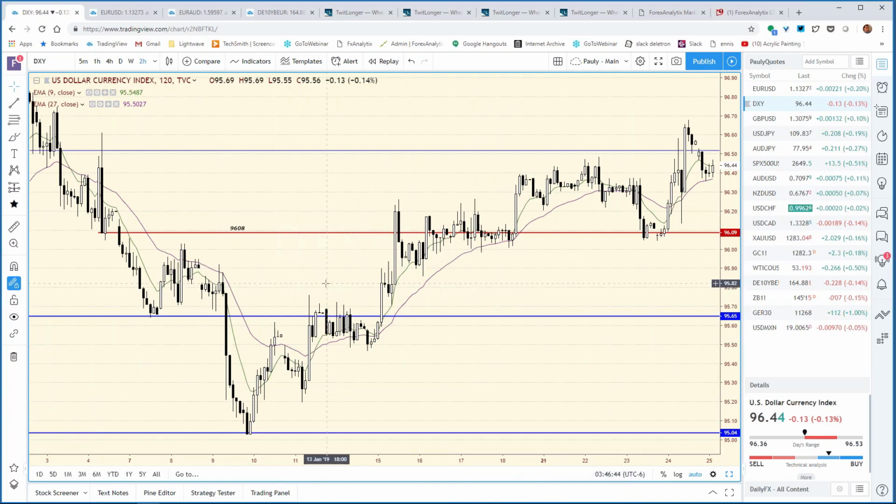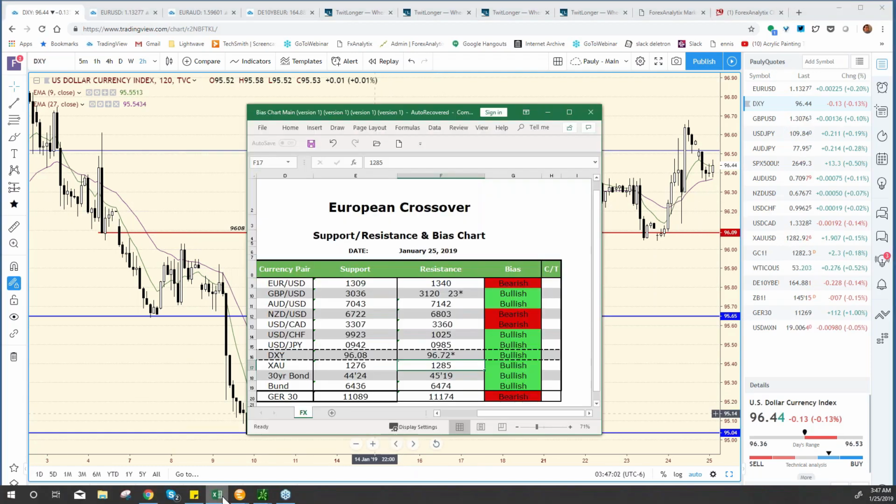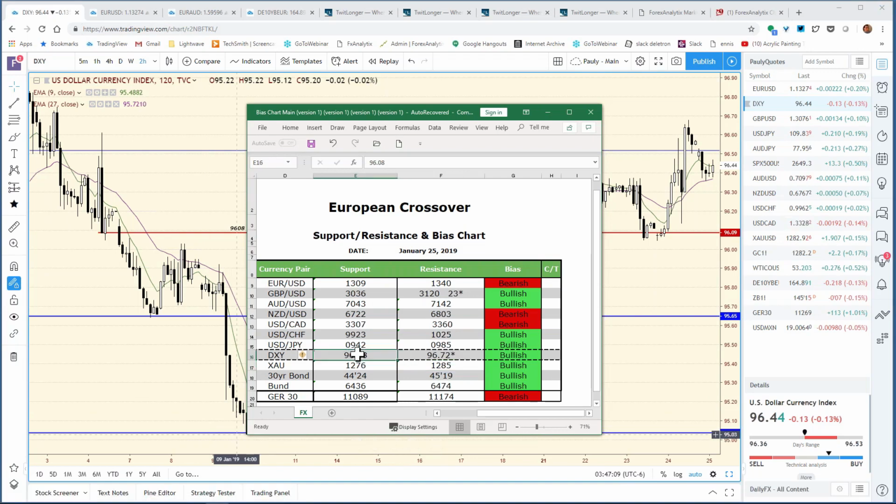Well, there's the pivot we've been talking about, this 96.08. Support is going to come in right there, 96.23. You can see the touches coming across. So it's going to be 96.23 for intraday support. And we'll go move into gold.